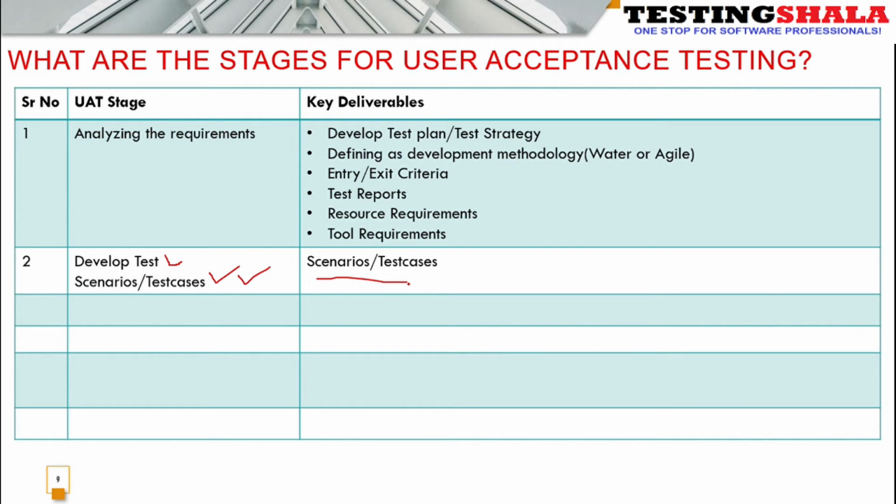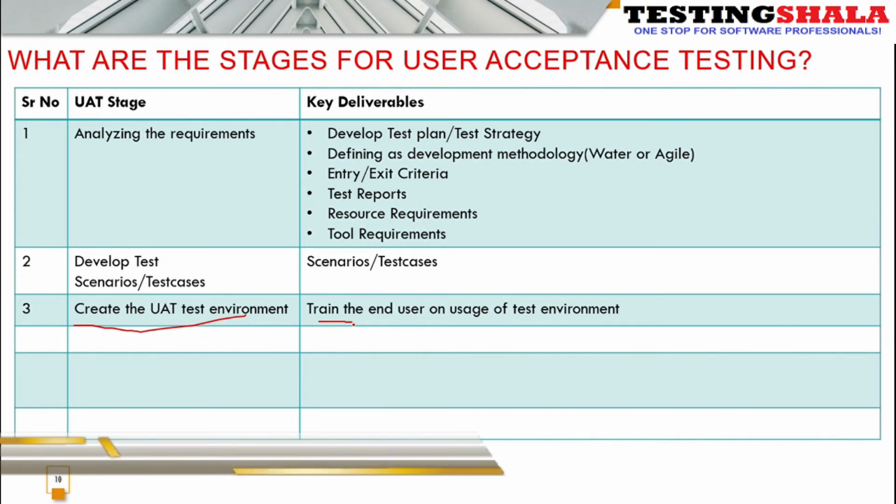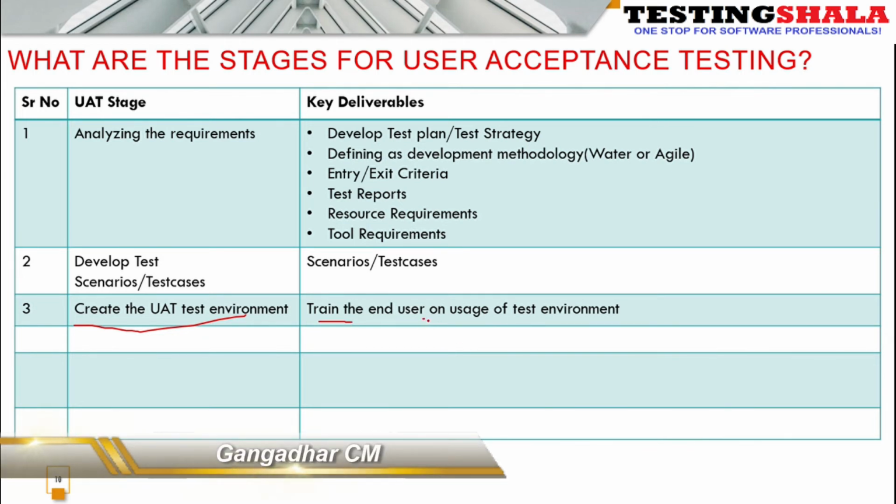The third stage of UAT testing is where we clearly define the UAT test environment. We won't use the same test environment used by the testing team or the development team. The UAT team will have their own test environment, which mimics production-like scenarios and production-like data. Everything gets ready accordingly. Once the environment is ready, we also train the users on how to use that test environment to test the application, which is also covered as part of this UAT stage.